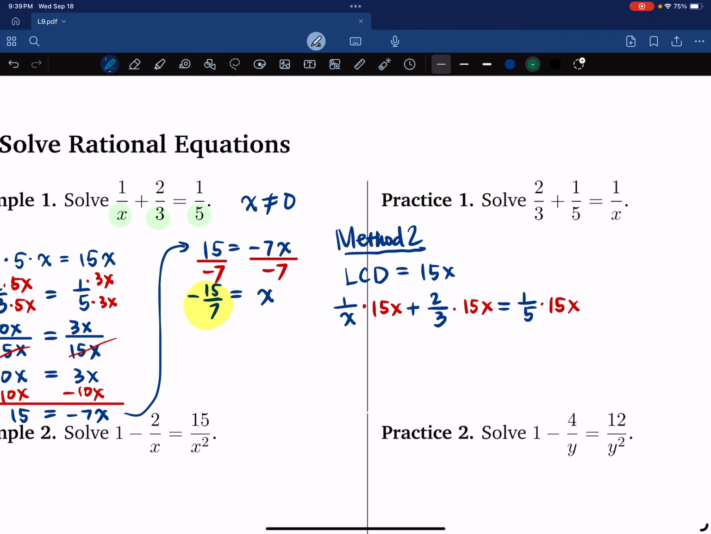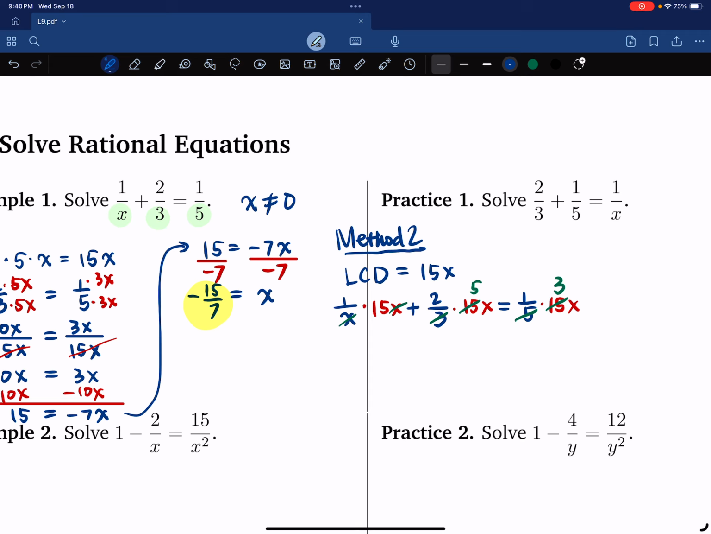And then I'm going to cancel out some common factors. So you have x and x, they cancel out. 3 goes into 15 5 times, or you could do 15 divided by 3, that's 5. And then on the right-hand side, 15 divided by 5, that's 3. So you crossed out all the denominators. That's the purpose of multiplying everything by LCD.